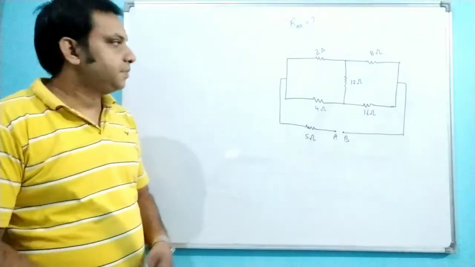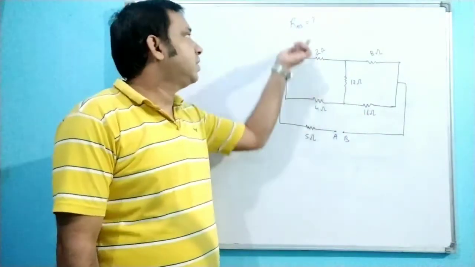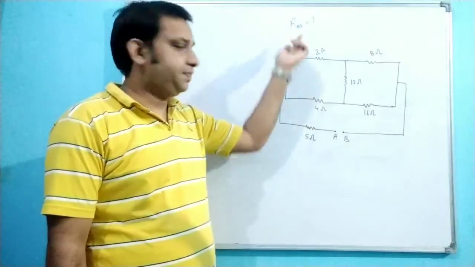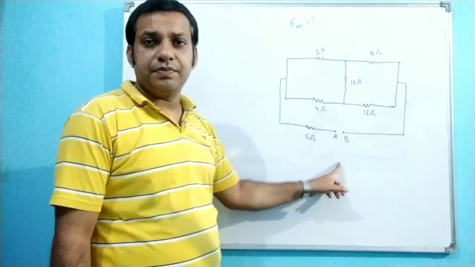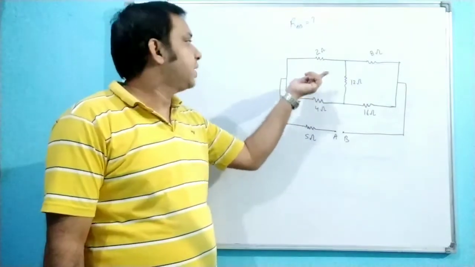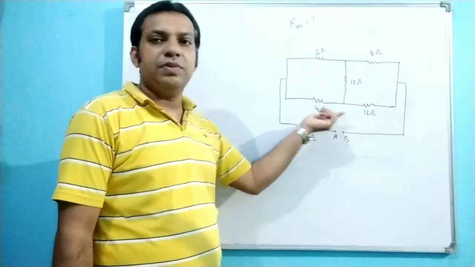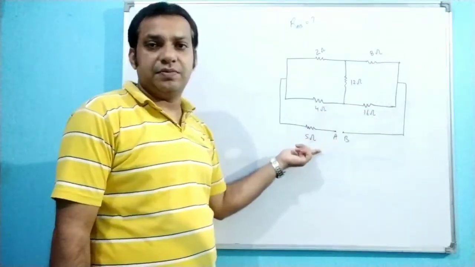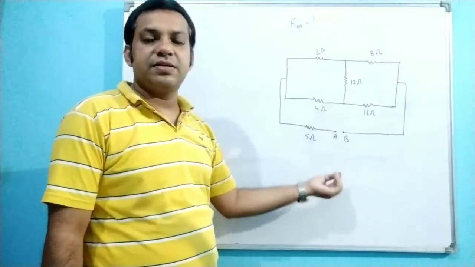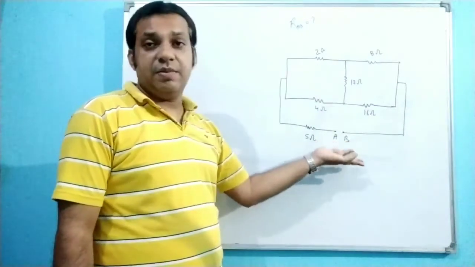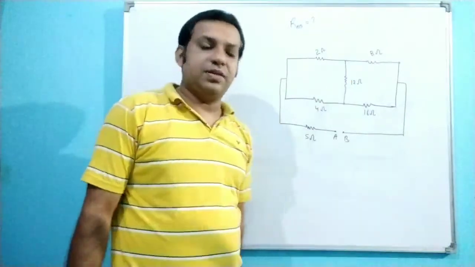Just see this question. There is a set of arrangements, and you have to find the net resistance across this AB point, R_AB. You have to find the equivalent resistance across this AB terminal. The values of the resistors are given: 2 ohm, 8 ohm, 12 ohm, 4 ohm, 16 ohm, and this 5 ohm. And these are the AB points. You have to find the net resistance offered by this arrangement of resistors across the AB points.